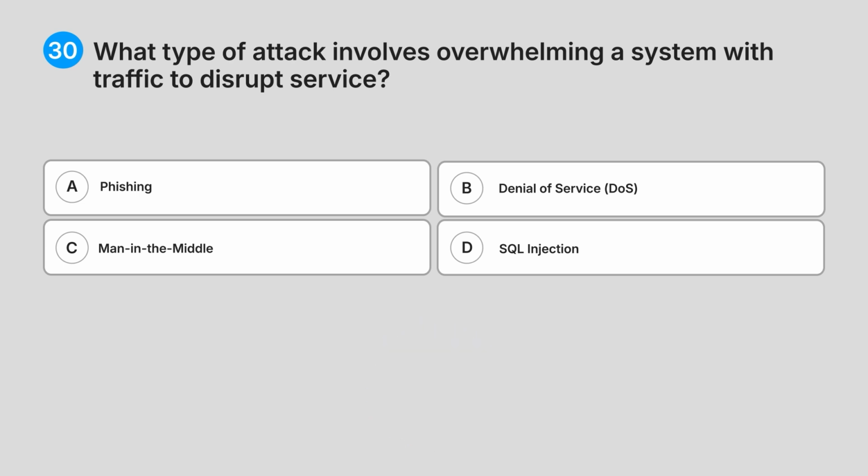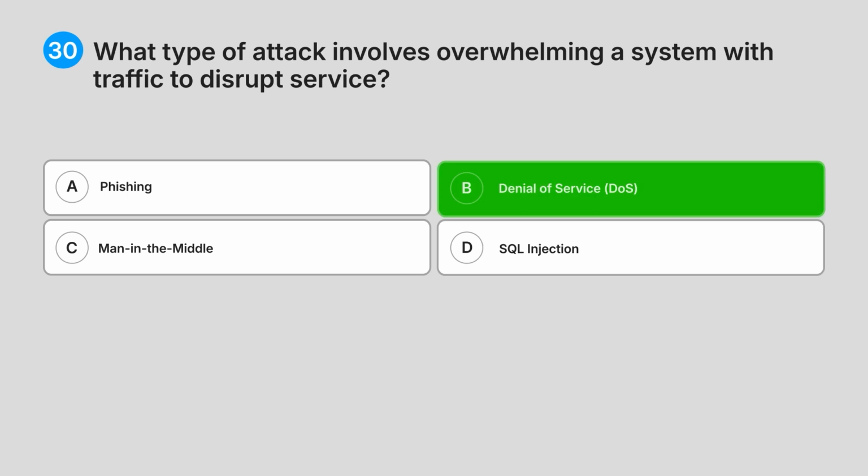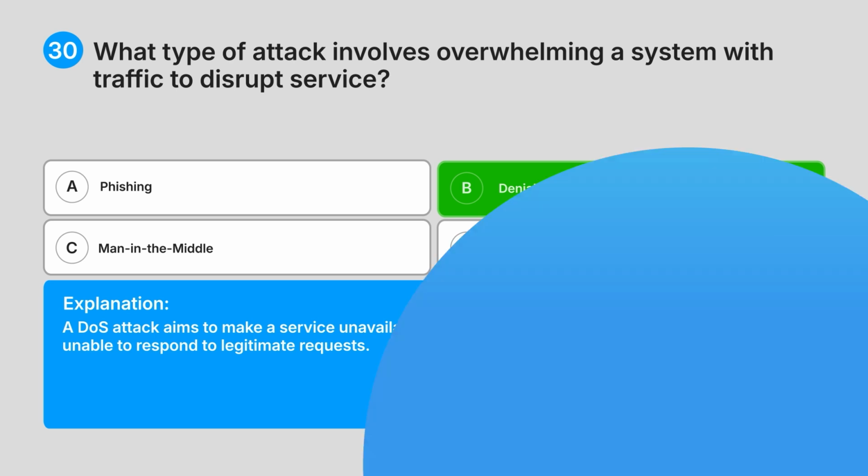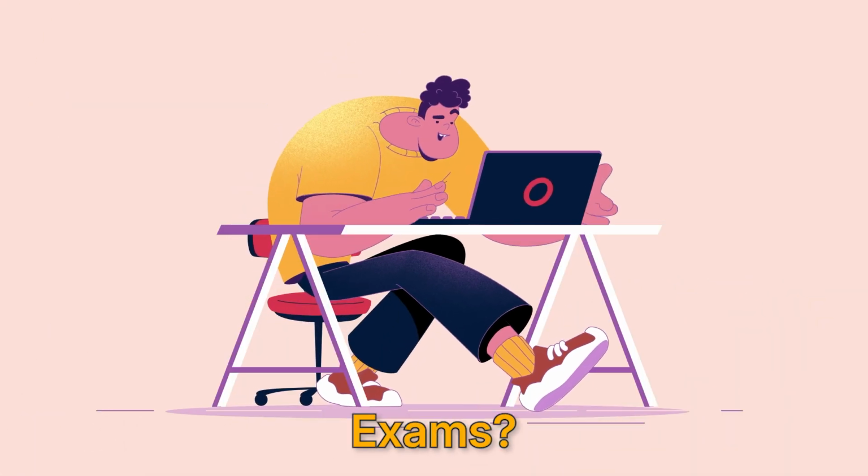Correct answer: B. Denial of service. DOS. Explanation: a DOS attack aims to make a service unavailable by flooding it with excessive traffic, rendering it unable to respond to legitimate requests.